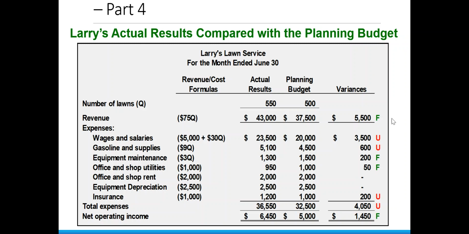So we see a favorable revenue variance, unfavorable expense variances for these two, favorable here for equipment maintenance, and favorable here for office and shop utilities. Unfavorable for insurance because it was actually a little higher. And then our total expenses are unfavorable, but we have an overall favorable net operating income variance.